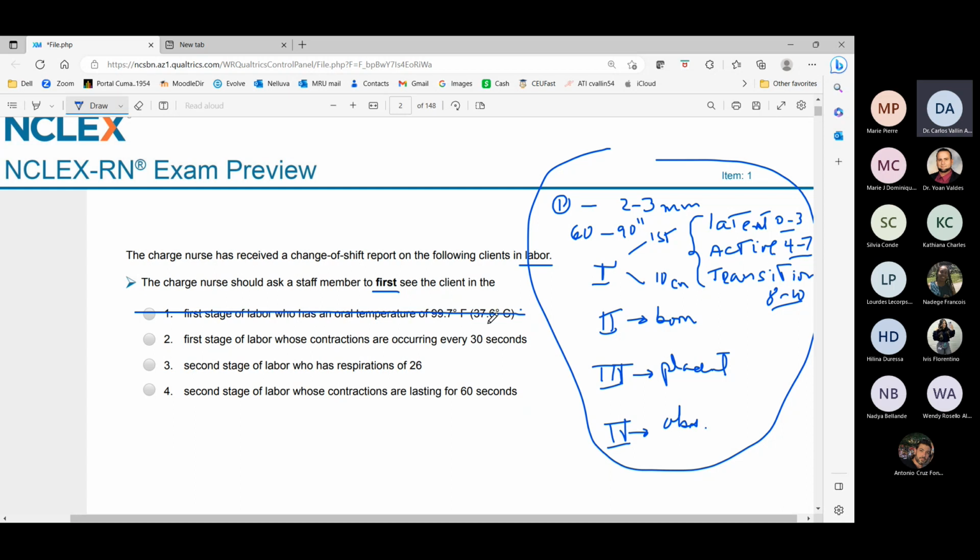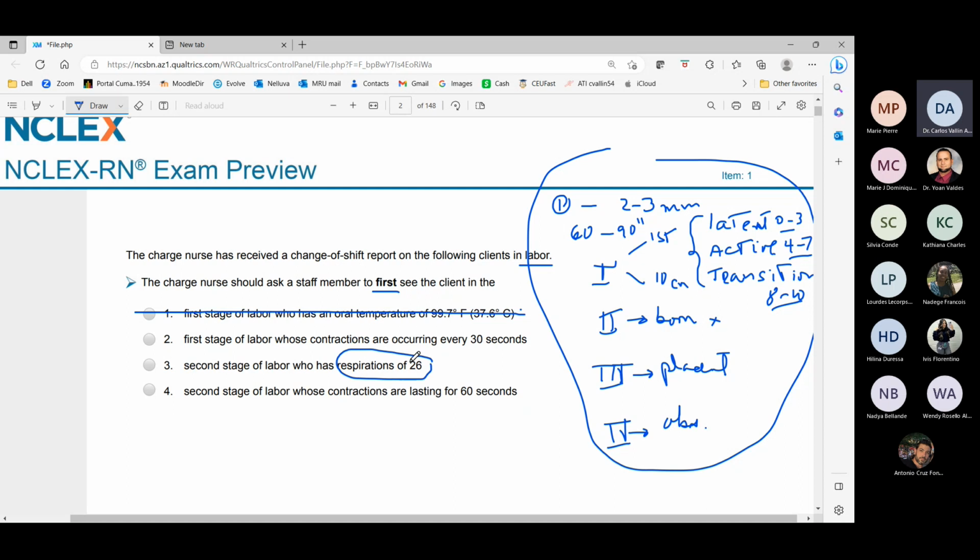So the temperature is okay. The other woman is also in the first stage, and the contractions are happening every 30 seconds. The third is in the second stage, and has an increased respiration.